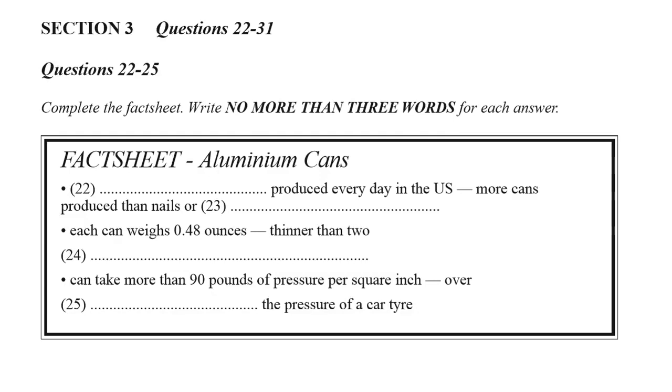Really? Let's have a look. They're trying to produce the perfect can, as thin but as strong as possible. This bit's interesting. Today's can weighs about 0.48 ounces. Thinner than 2 pieces of paper, from this magazine, say. Yeah, and yet it can take a lot of weight. More than 90 pounds of pressure per square inch. 3 times the pressure of a car tyre. Okay, I agree. It's a good topic.